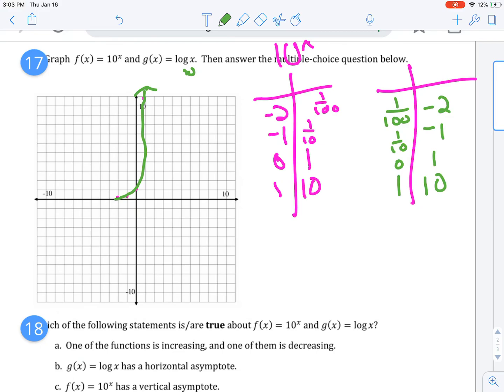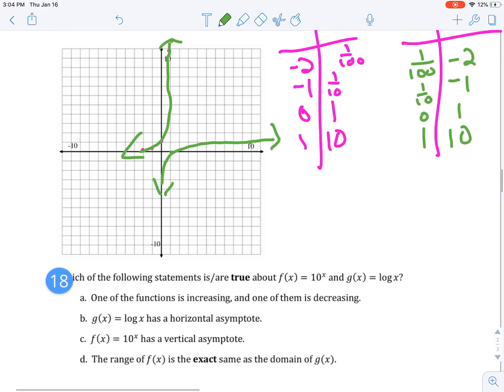So I'm going to have negative 2 and down a little bit. I'm sorry, no, not negative 2. Pardon me. I have 1/100th and down 2. 1/10th and down 1. 0, 1. And then 1, 10. And this one goes like this.